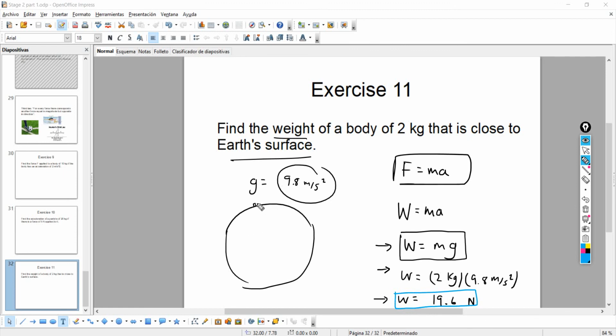If this body were put further away from the surface, like a lot of kilometers away, this would change. This would be less. Just take that into consideration. Okay, guys. So that's basically how the second law of motion works, and that's how the three laws of motion work. So let me go back with you for questions.